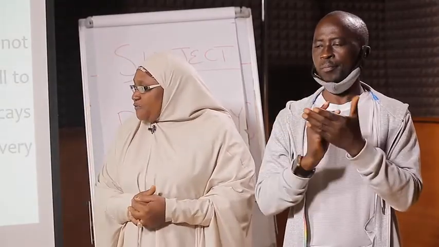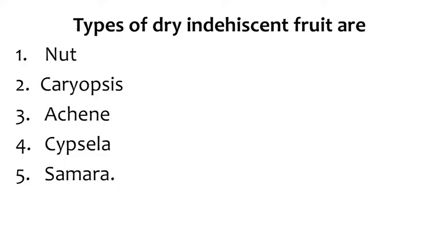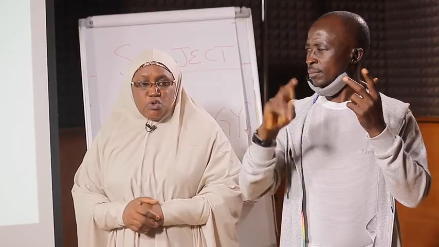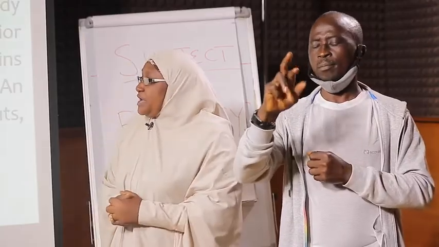So we have about 5 types of dry indehiscent fruit. We have nuts, we have caryopsis, we have achene, we have cypsela, and we have samara. I will say it again. We have 5 groups of dry indehiscent fruit: nuts, caryopsis, achene, cypsela, and samara. So my students, let's take it one after the other.